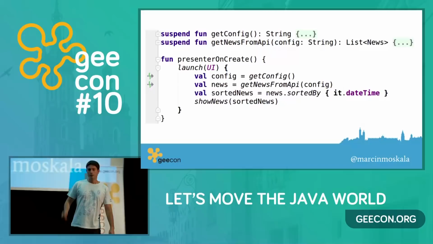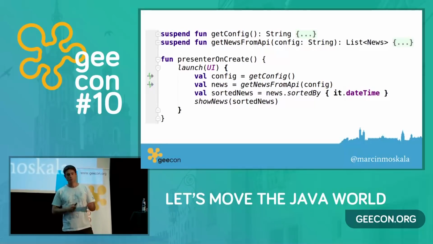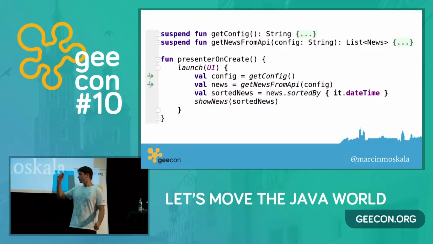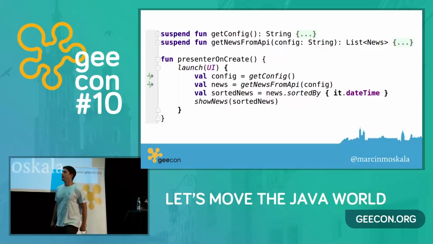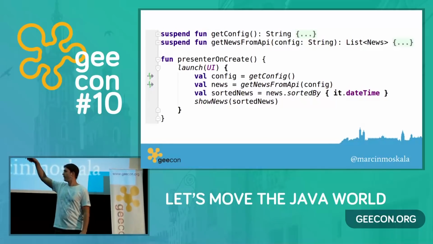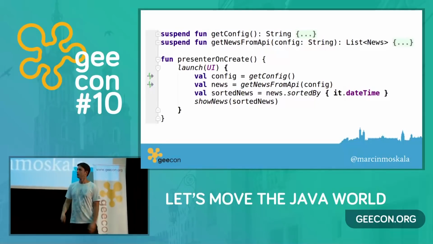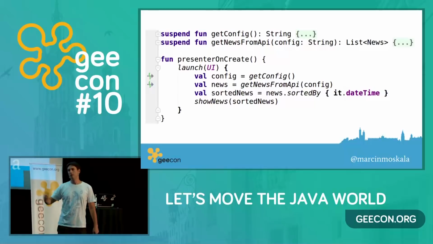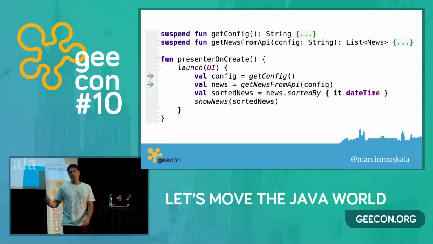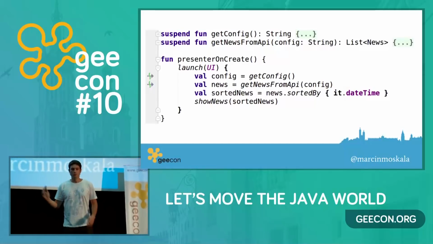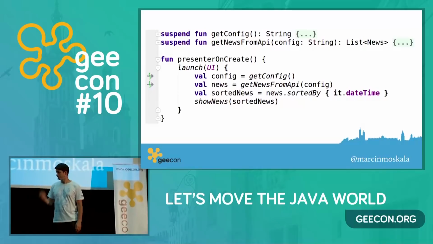Another problem, a bit more difficult, is when you have two calls, but the second one needs the first one. Also very simple and flat, in opposition to callbacks. It is flat, so it's more readable, easier to extract, etc. You first get config. Once you have it back, you send the get news request. Once you have it back, you process it and show it.